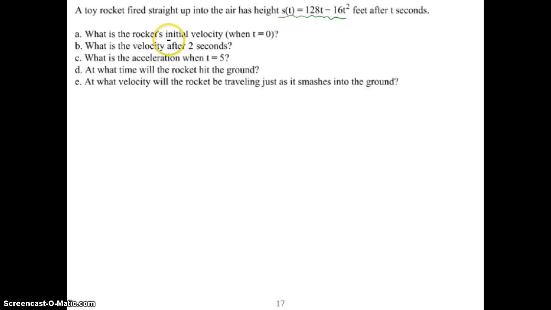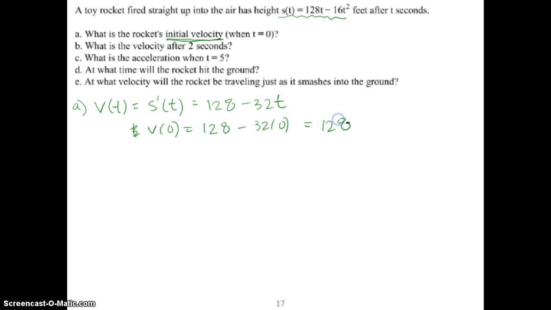Part A says, what is the rocket's initial velocity when t equals 0? Since we're asking for velocity, it's going to be s prime, the derivative of the position function, which in this case is 128 minus 32t. To find the initial velocity when t equals 0, we plug in v of 0, which is 128 minus 32 times 0, which gives us 128. So initially, the toy rocket is going 128 feet per second.